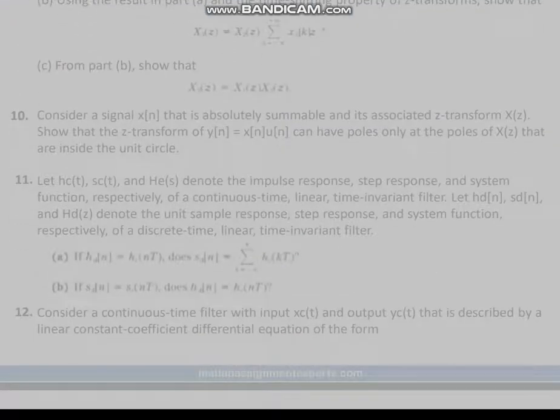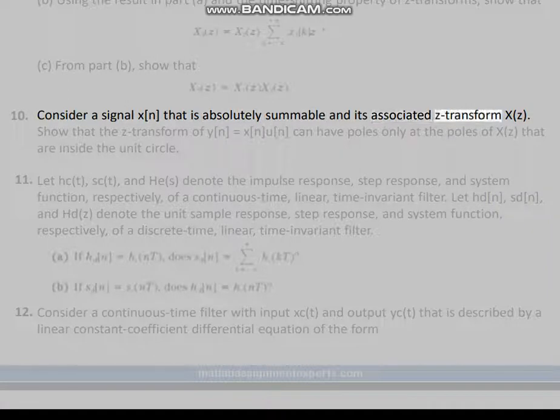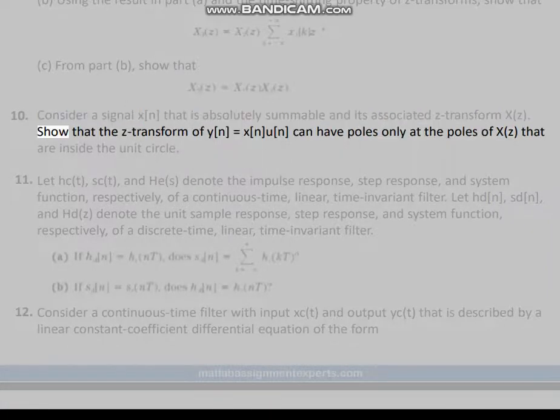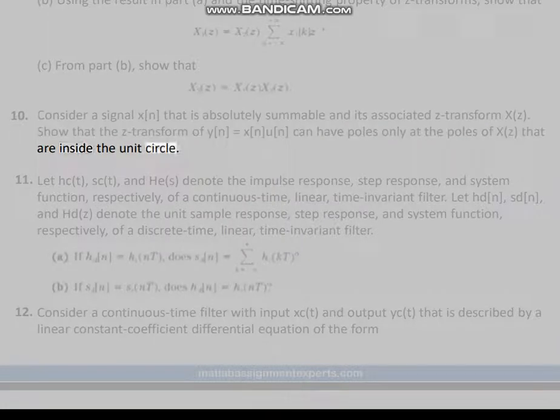B. Using the result in part A and the time-shifting property of z-transforms, show that. C. From part B, show that. Consider a signal x[n] that is absolutely summable and its associated z-transform X(z). Show that the z-transform of y[n] equals x[n]u[n] can have poles only at the poles of X(z) that are inside the unit circle.